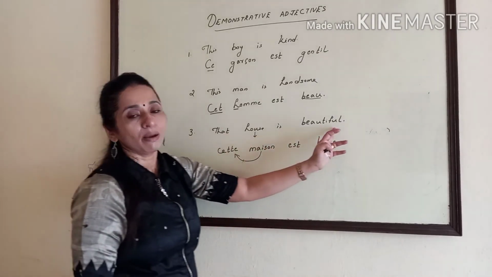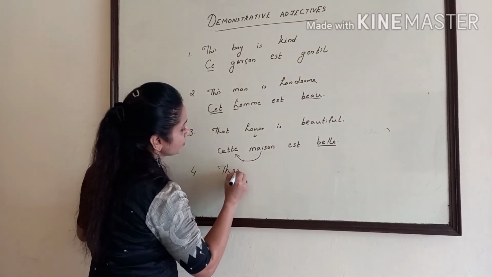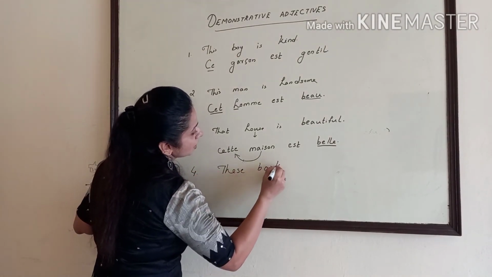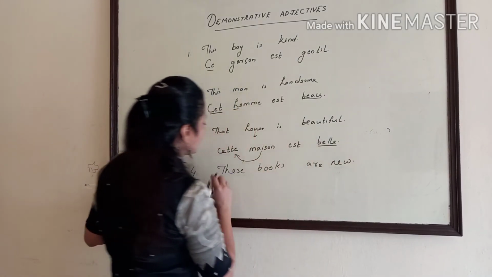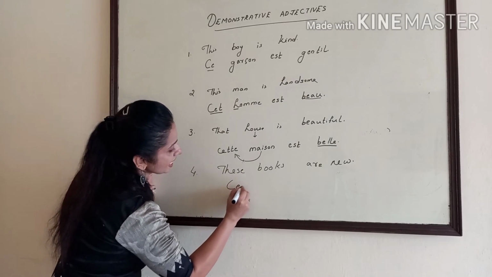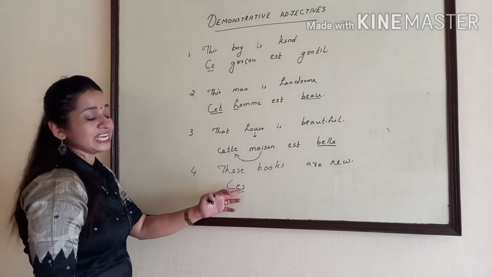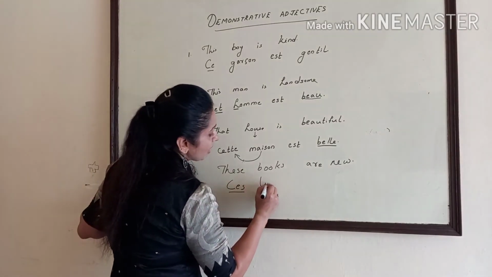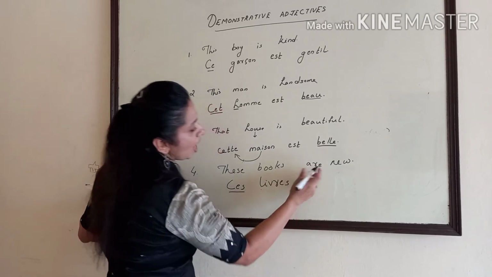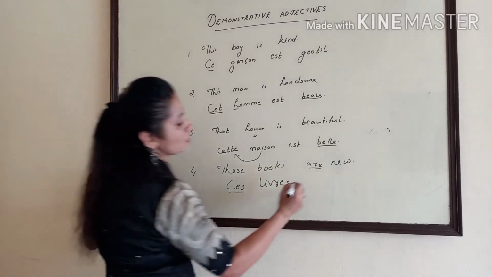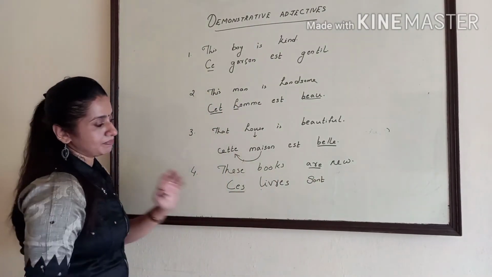That house is beautiful. And last one, these books are new. These books, ces. Plural for demonstrative adjective, C-E-S. Books, livres, L-I-V-R-E-S. Ces livres. For are, we use sont. Sont. This is the conjugated form of the verb être.